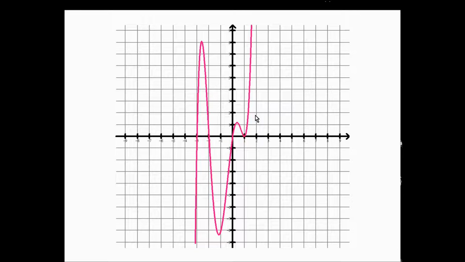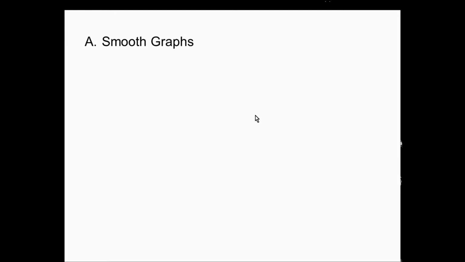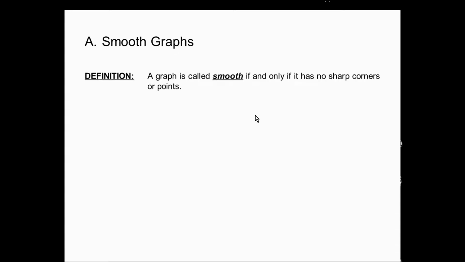Remember, in D2L, they're multiple choice. You want something that you can tell whether or not it matches. Okay, smooth and continuous graphs. Let's do the smooth first. We're going to kind of give you the working definition. There is going to be a precise definition should you take calculus. So, definition. A graph is called smooth if and only if it has no sharp corners or points.